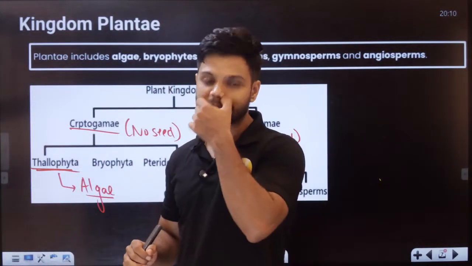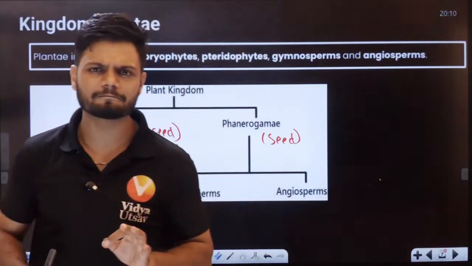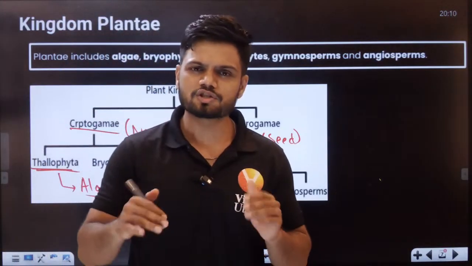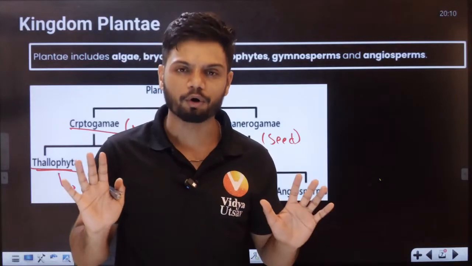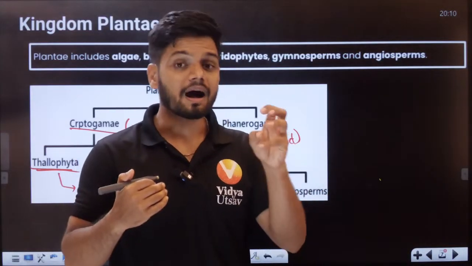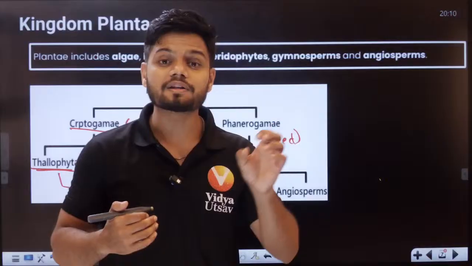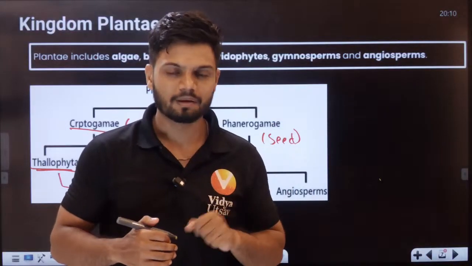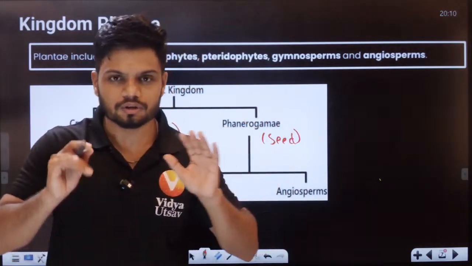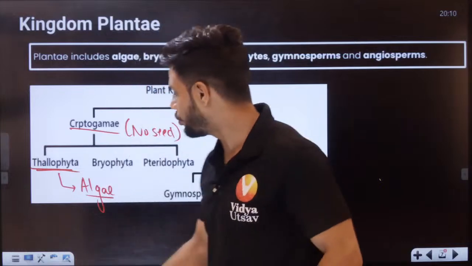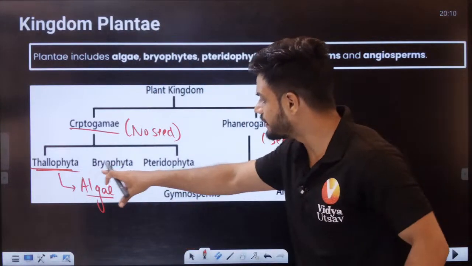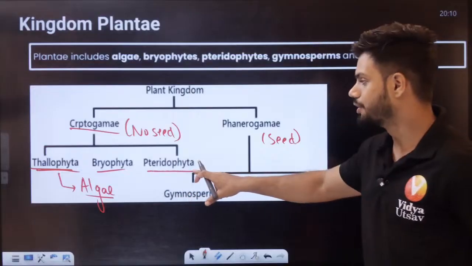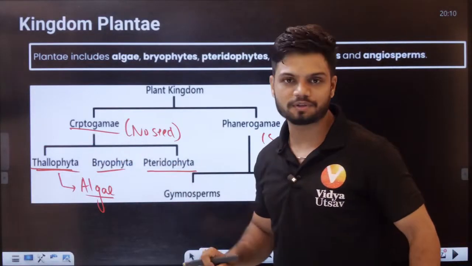The meaning of thallus is that these are plants which do not have root, stem or leaf-like structure. They have a thallus body. So in the starting time, along with algae, fungi and lichens were also added here. But later on they were removed. So right now under Thallophyta, we only have algae here, students. Then we have Bryophyta, Pteridophyta. So all three are called cryptogams here.